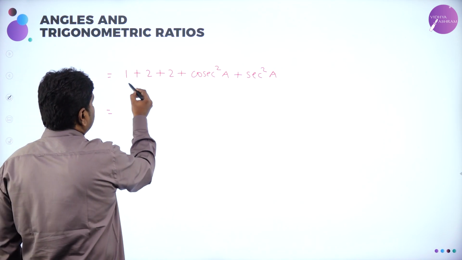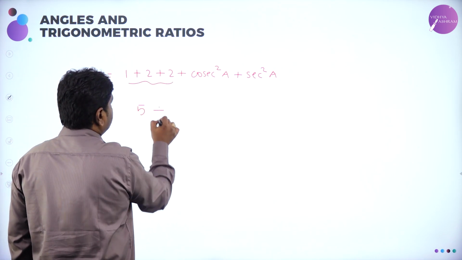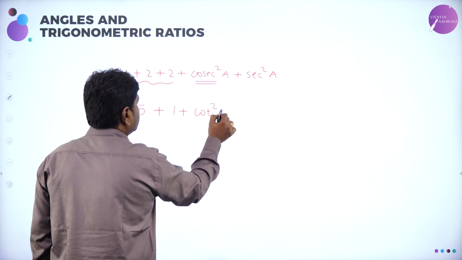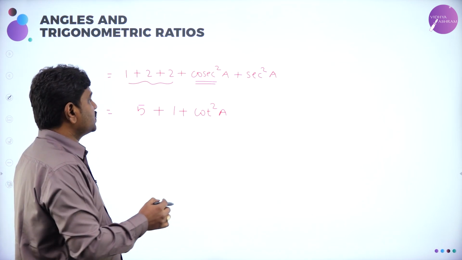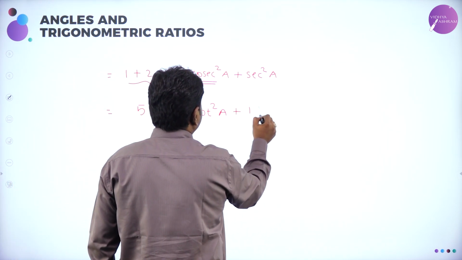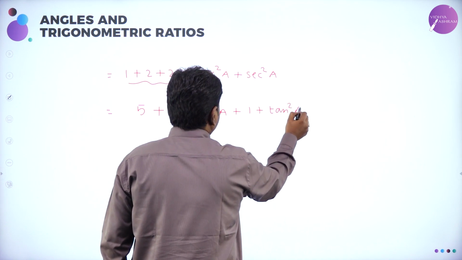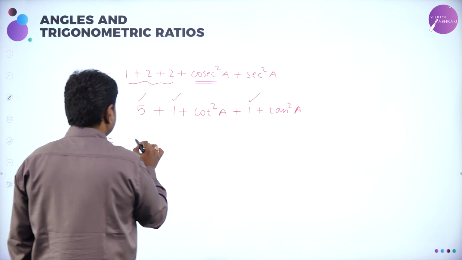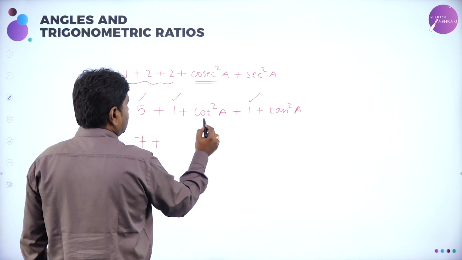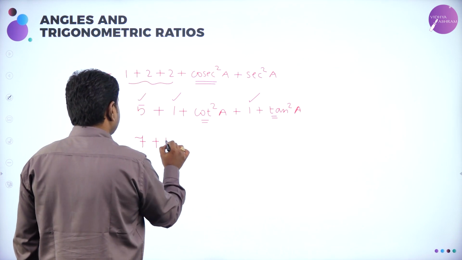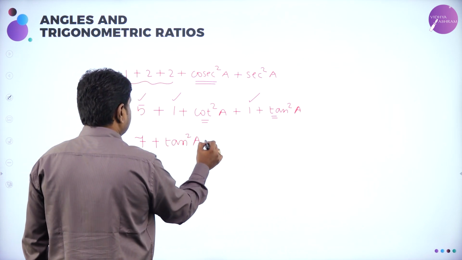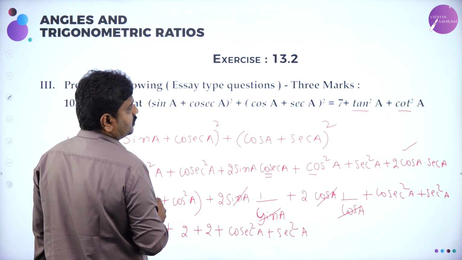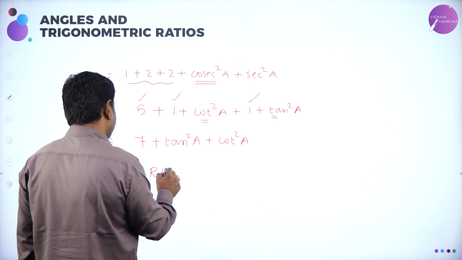So 1 plus, see these numbers, if you add, it will be 5, plus instead of cosecant square, you can write 1 plus cot square. You know, cosecant square A is what? 1 plus cot square A. Similarly, instead of secant square, you can write 1 plus tan square. Now further simplify this. 5 plus 1, 6, 6 plus 1, 7. So it will be 7 plus cot square A plus tan square A, 7 plus tan square A plus cot square A. So this is the RHS, hence the proof.